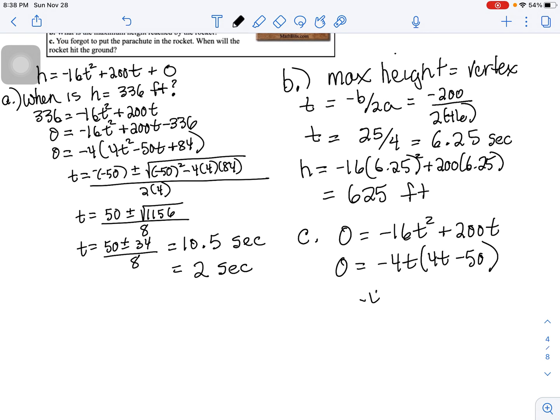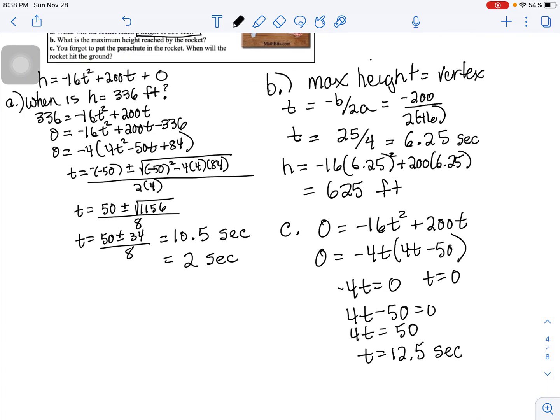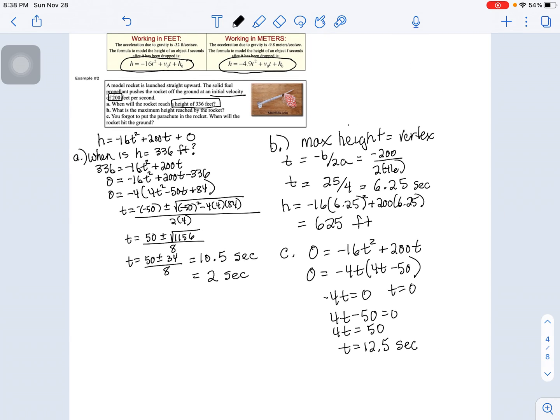I'm going to solve each of those equal to 0. So negative 4t equals 0 and 4t minus 50 equals 0. Now the first one is t equals 0. Well, that makes sense because the object starts on the ground. So the height of the object is 0 when time equals 0. How long is the object in the air? I'm going to solve for the second t. So 50 divided by 4 is 12.5 seconds. Okay, and those are all the different questions that you can ask when you're working with projectile motion.